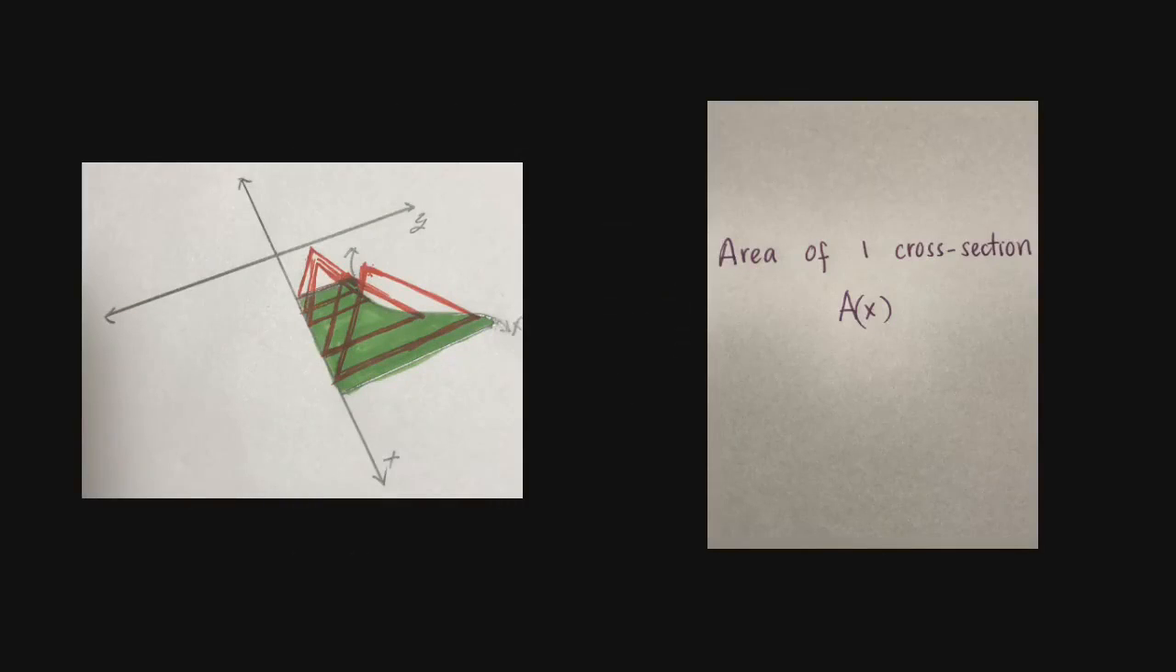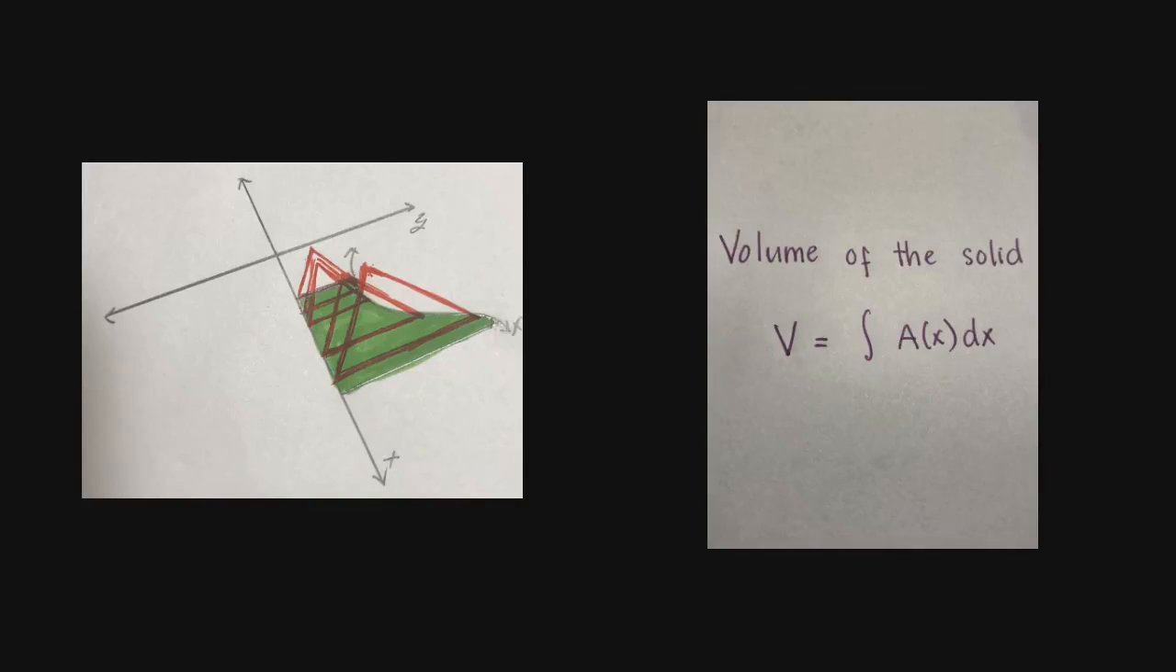Using the same concept, we have to find the area of one cross section as a function of x. We call that A of x. Then the volume of the solid will be the sum of the areas of all of the cross sections. So V equals the integral of A of x dx. And then you can use the information about the functions given in the problem in order to determine the limits of the integral, and then integrate to get the volume of the solid.